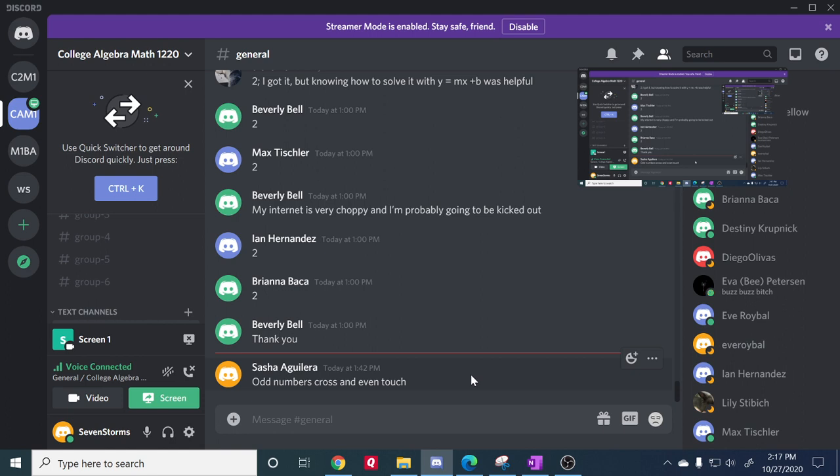Yes, odd numbers cross, even touch. And what helps me remember that is to think of y equals x squared. Y equals x squared touches. Visualize that: even, touches.